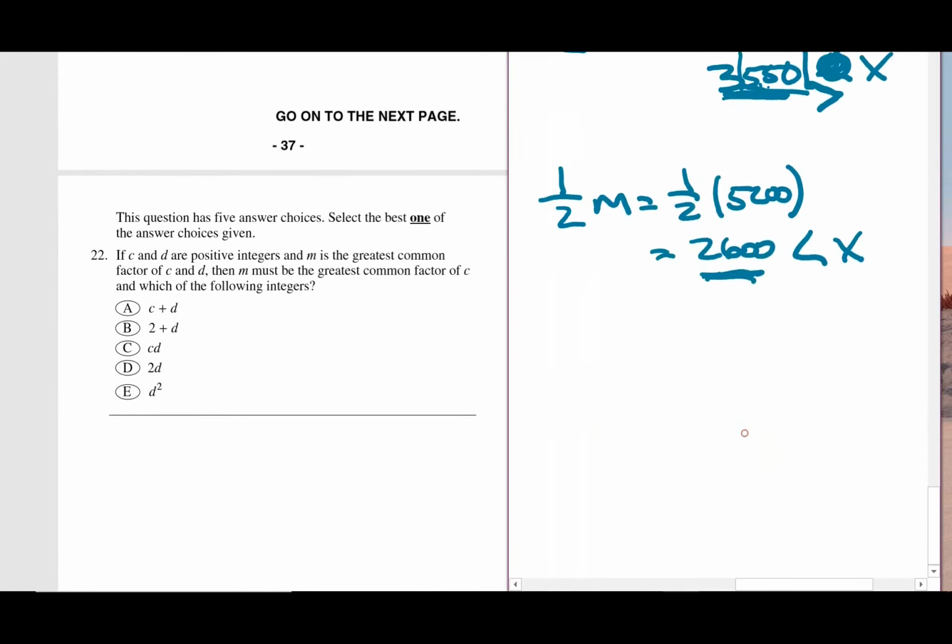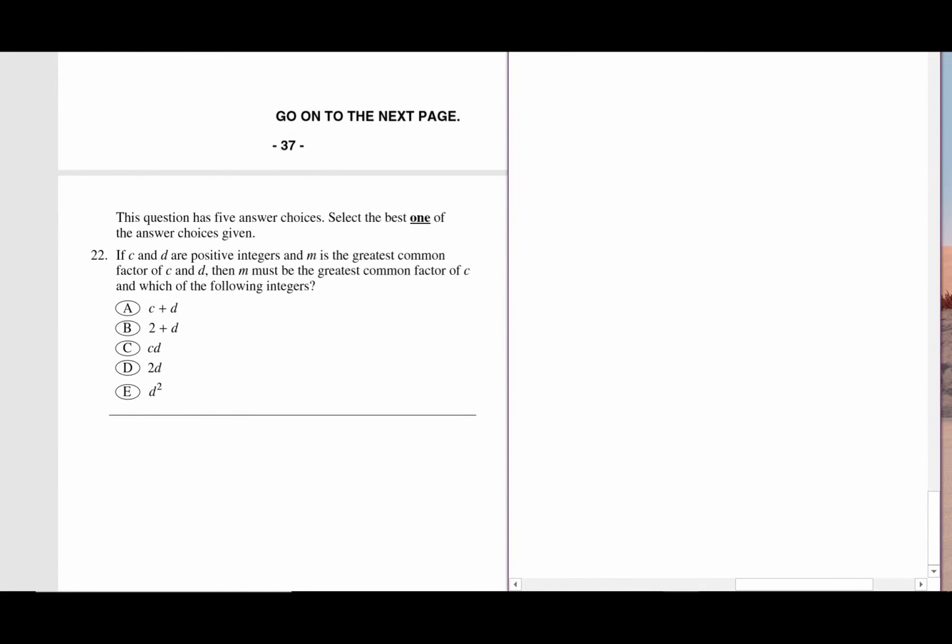Now for 22, this one could be a little bit tricky, but it says if C and D are positive integers and M is the greatest common factor of C and D, then M must be the greatest common factor of C and which of the following integers.